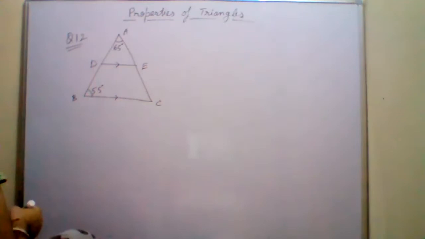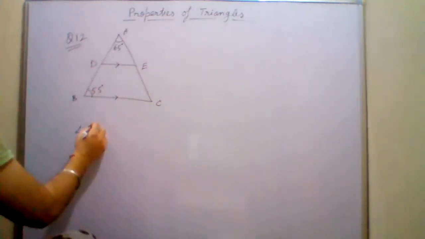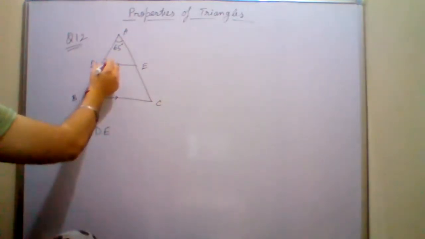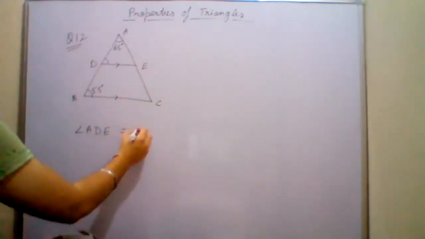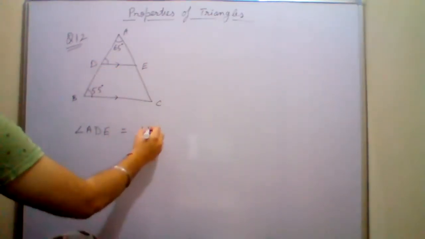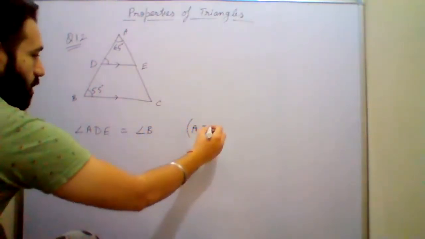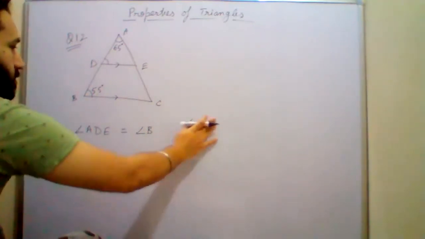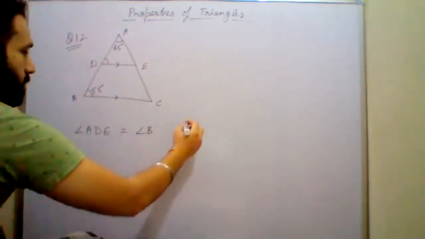In the first part of the question, you have to find angle ADE. This angle we have to find out. Sir, angle ADE is equal to angle B. Reason? Alternate interior angles. Sorry, corresponding angles. Angle ADE and angle B are corresponding angles.